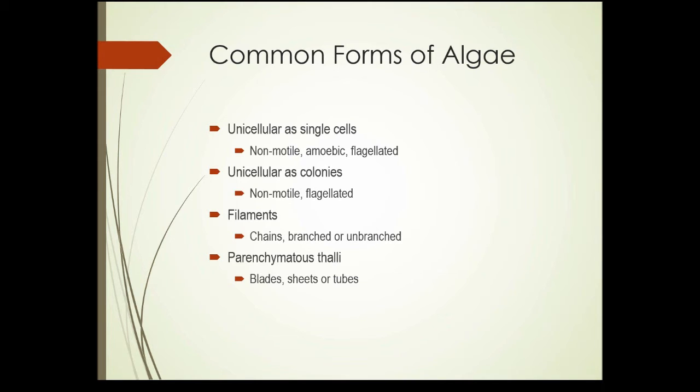They can also be unicellular as colonies. And in this case, the individual cells are still individual organisms, but the cells group together to form a colony. The entire colony is not an individual organism, it's simply a colony. It's like when people live together in cities, each individual person is its own organism, but they form this big colony. Unicellular algae can form colonies.